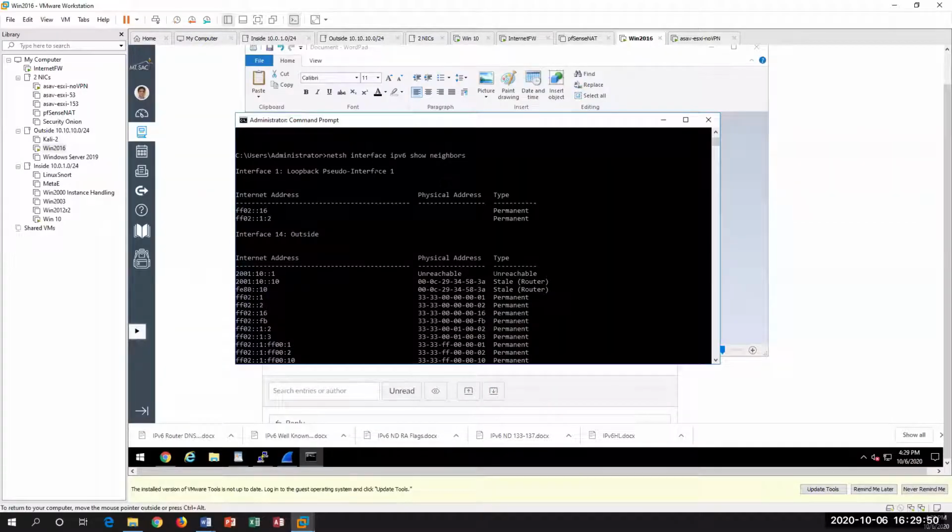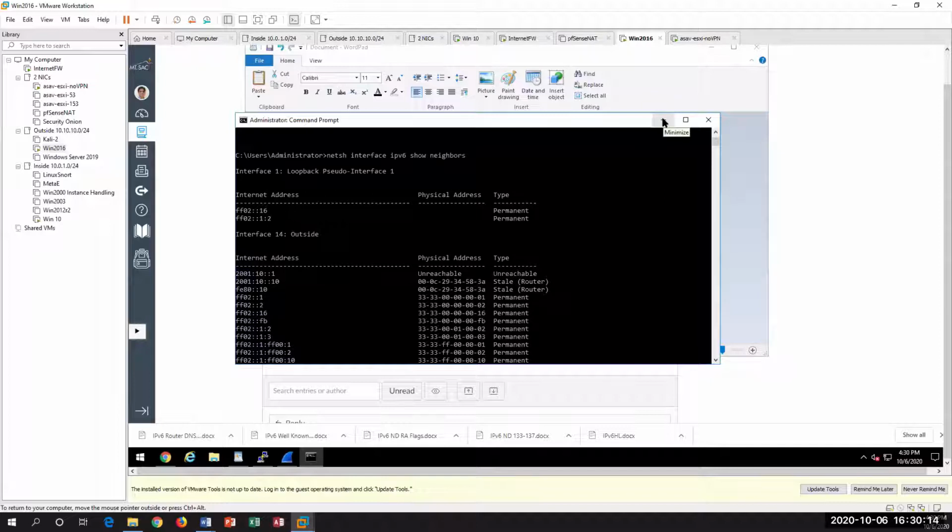And okay, so if you do the show interface IPv6 neighbor, now you can see that both the 2001:10:10 and the FE80:10:10 here, both the global and the link local address of the router, have the same MAC address already cached in. Okay. All right.